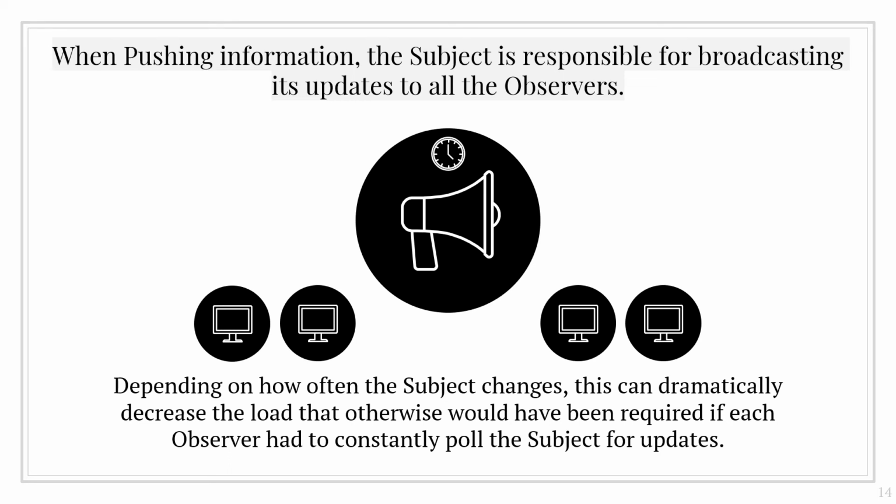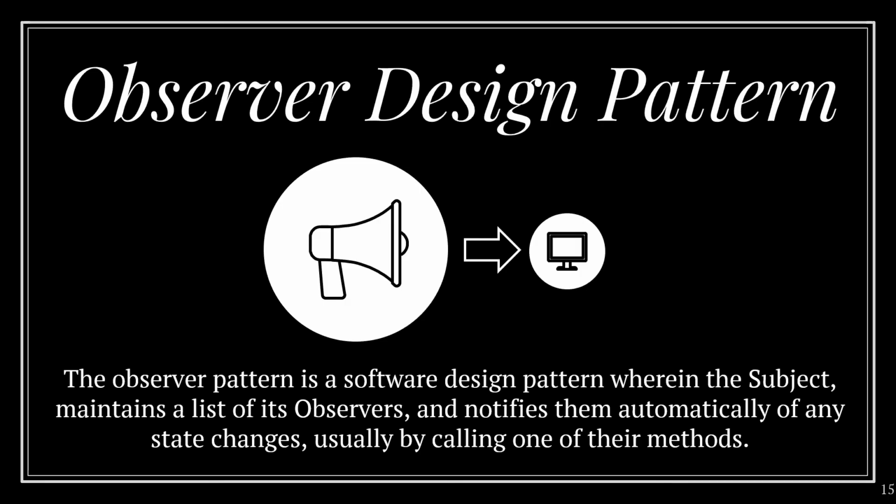This is the observer design pattern. It's a software design pattern wherein the subject maintains a list of its observers and notifies them automatically of any state changes, usually by calling one of their methods. Now that we've established what this pattern is and why this pattern is, we can talk about how to implement it by an interface or an abstract class.